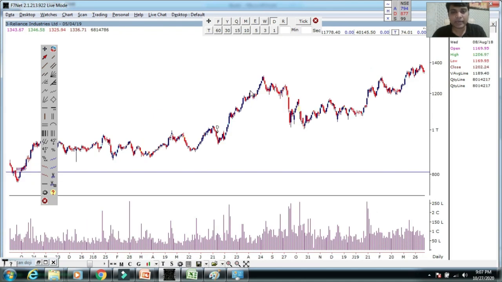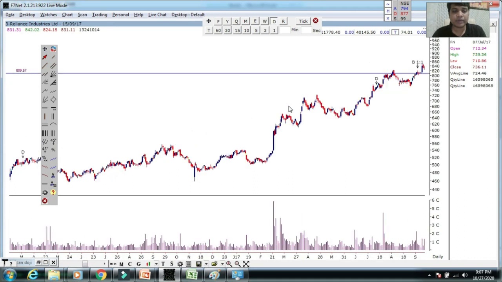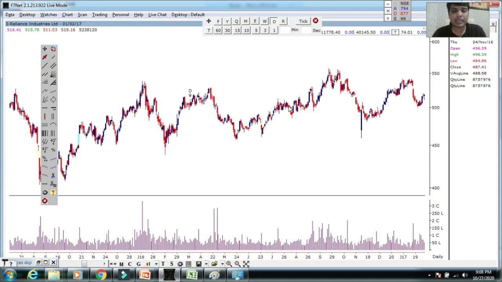A perfect head and shoulder pattern we found here. This is a shoulder, this is a head, this is a shoulder, it got broken, and the volume is also high. So this has importance. From this area the market will fall. This is a perfect head and shoulder pattern, and this is a perfect inverted head and shoulder pattern, wherein this is a shoulder, this is a head, this is a shoulder, and it gets broken and the market moves up.